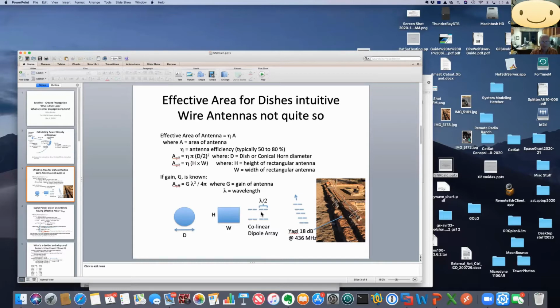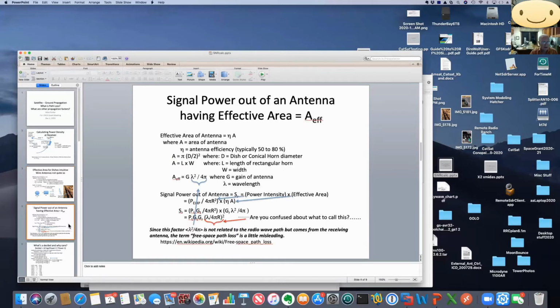So for a Yagi, here's an example in the picture on the right, two Yagis. Look at the long one. This one has 40 elements, 20 vertical and 20 horizontal. That's a Yagi with 18 decibels gain, and we'll talk about decibels in a minute. But it's almost a factor of 100 times the incident power.